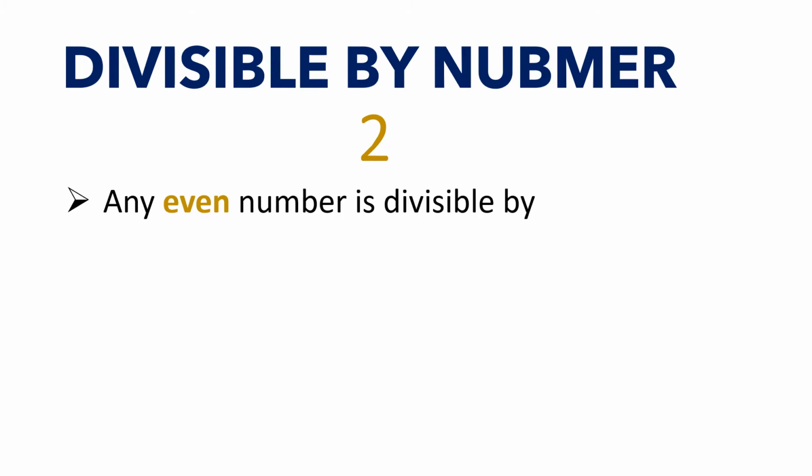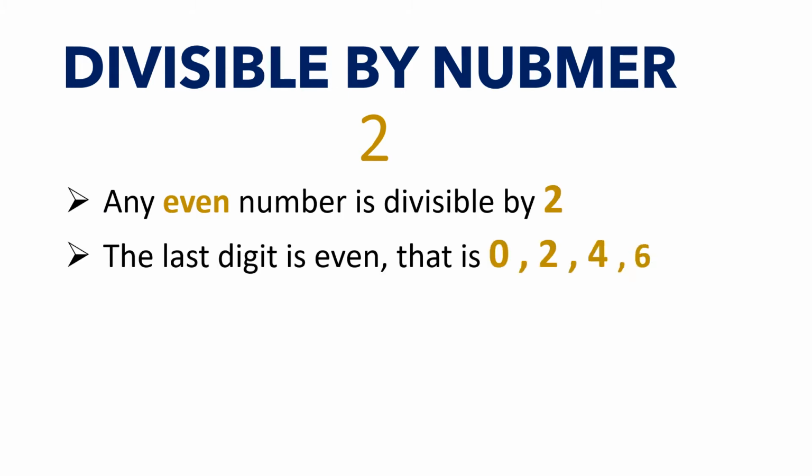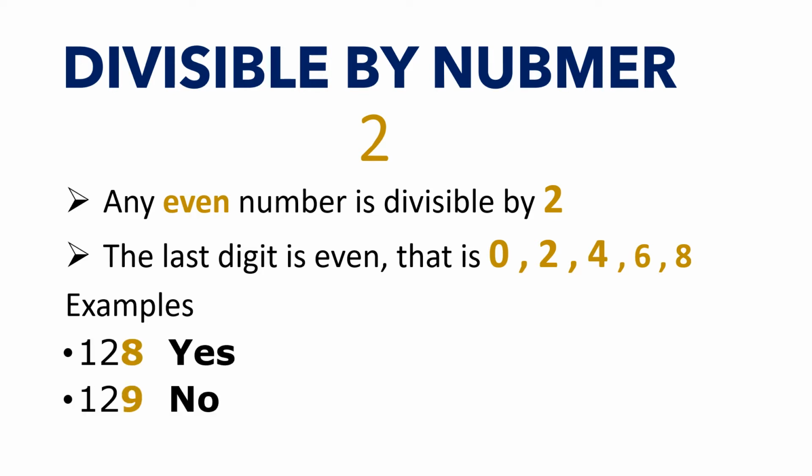Divisibility rule for 2. There is a simple rule for 2. Any even number is divisible by 2. Any number ending with 0, 2, 4, 6, 8 is divisible by 2. Example: 128 ends with 8, that is even, so yes, divisible by 2, whereas 129 ends with 9, which is an odd number, so 129 is not divisible by 2.